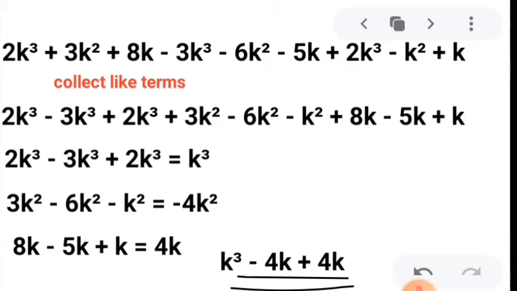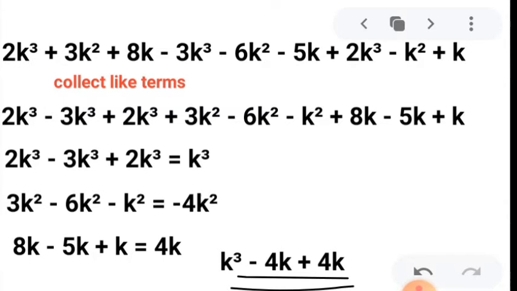Now we have another expression, 2k raised to the power 3 plus 3k raised to the power 2. Notice that 2k raised to the power 3 and 3k raised to the power 2 are not like terms because the first k is raised to the power 3, the second k is raised to the power 2. So they are unlike terms. We cannot add them together. We can only add the terms that are the same.